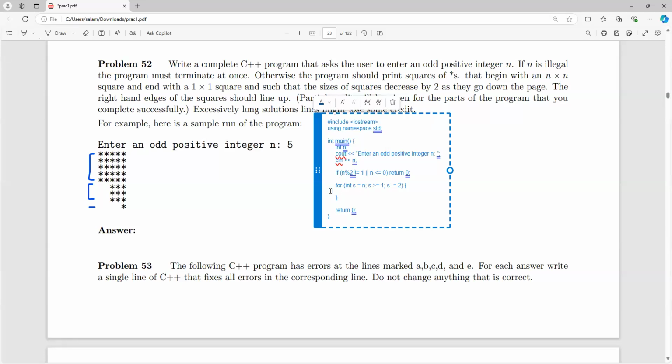So now let's use the inner for loop. This is our typical: for int r = 1; r is less than or equal to, instead of n, let's now use s, because now s is keeping track of the size of the square. Oh, this isn't that bad. Less than or equal to s, r plus plus.